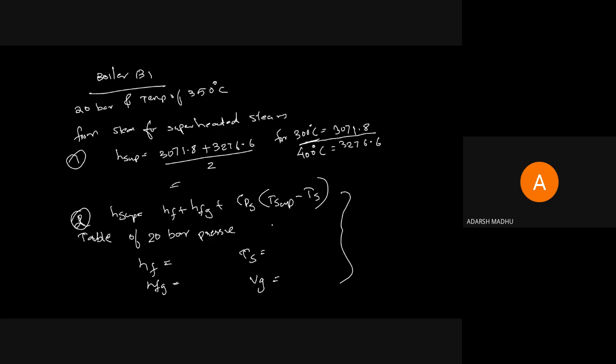So the value for H superheat, if you are finding it by two methods, the value will be 3106.8 kilojoule per kilogram.